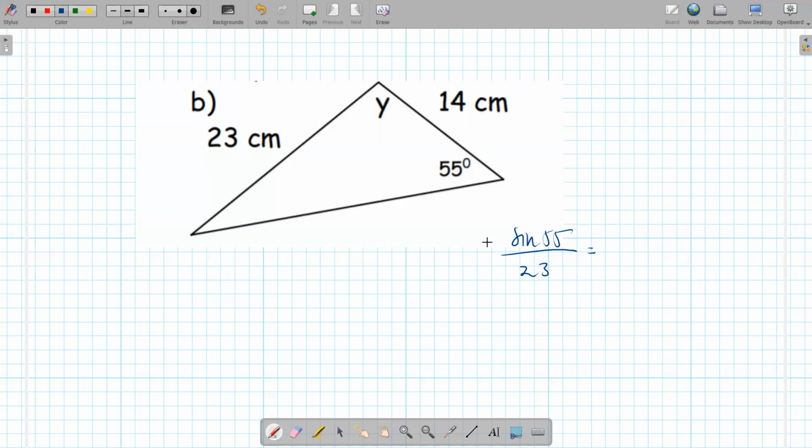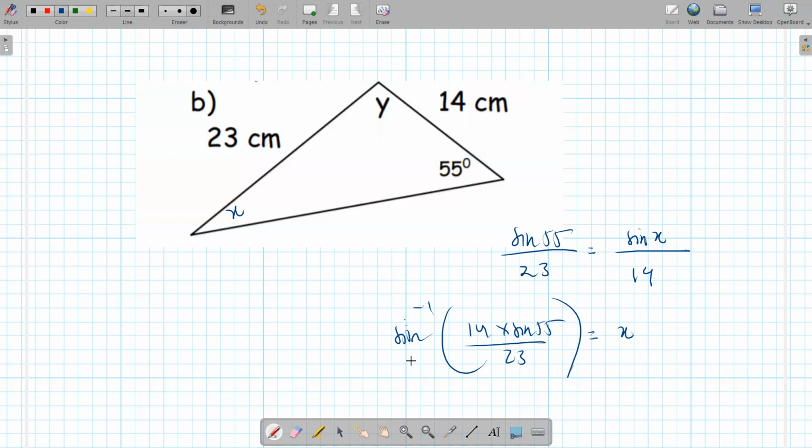Let's call this x. Sine was in the numerator, so sine is going to be in the numerator on the other side as well: sine x over 14. Then you solve and find x. When you find x, you add them together, subtract from 180, and find y. So x is going to be the sine inverse. You multiply both sides by 14: 14 times sine 55 over 23, and then you take the sine inverse of that. That'll give you angle x.